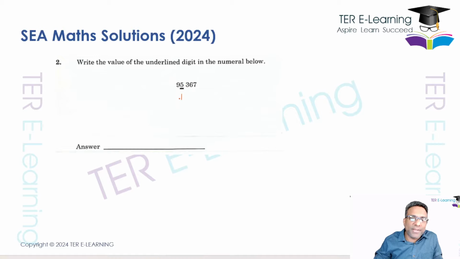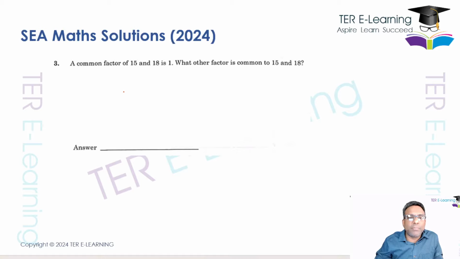In question two here, we want to work out the value of this underlined digit. So this 5 here is actually in our thousand position. So this here has a value of 5,000. That's number two.